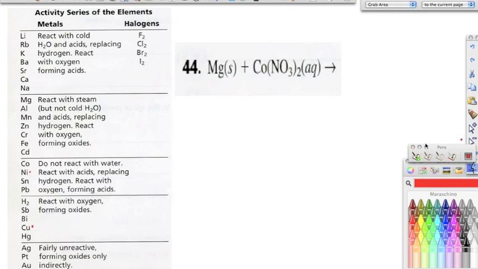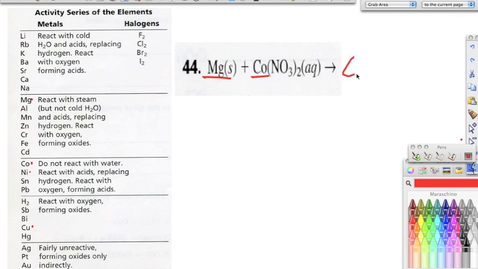All right, moving on to 44, we see that we have magnesium, and it's trying to bond with copper, or not copper, but cobalt nitrate. Magnesium's a metal. It's trying to replace a metal, cobalt. So looking at it, we see that we have magnesium, and magnesium is going to be right here. And then we have cobalt, and cobalt is down here. So magnesium is on top. This reaction does happen. So let's go ahead and make it happen.